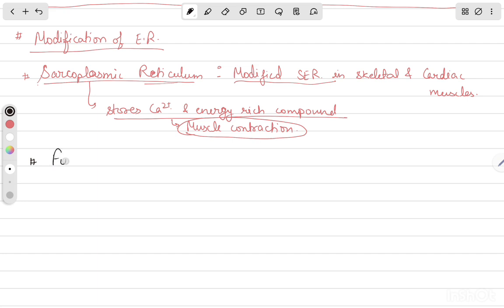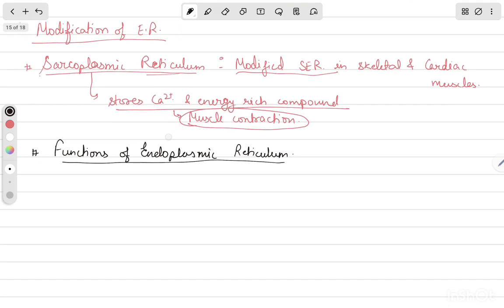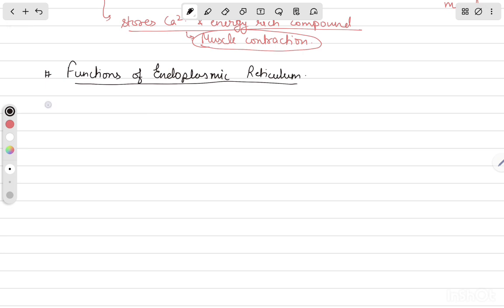Now, we'll write about functions of endoplasmic reticulum. Function of endoplasmic reticulum, it forms endoskeletal of the cell. Since it is spread throughout the cytoplasm, so it also forms endoskeletal of the cell.